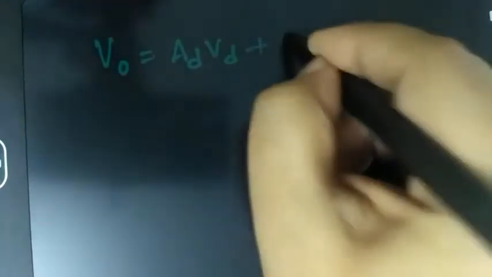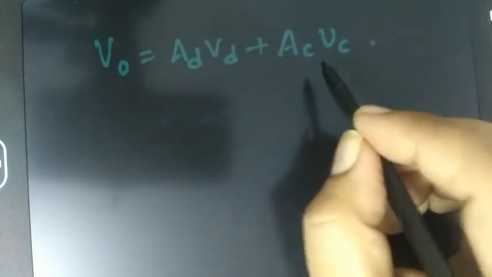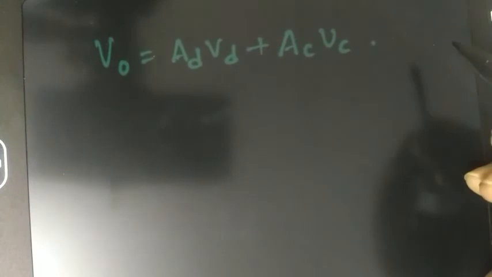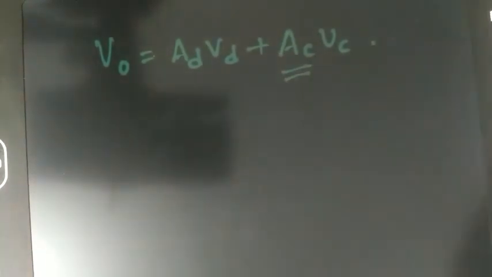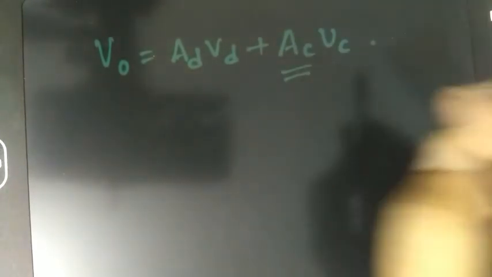Now, due to a lack of perfect circuit symmetry, V0 = AD VD + AC VC. Now what are AC and VC? VC we have already seen is equal to (V2 + V3)/2, which is called the common mode signal, and AC is the voltage gain for the common mode signal.